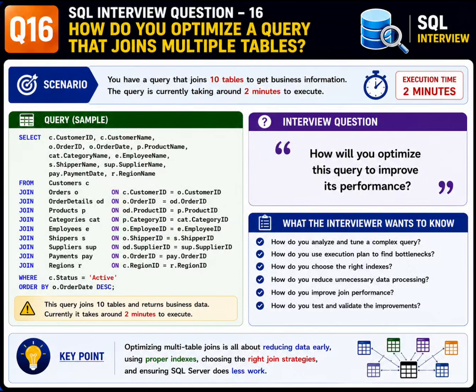The scenario is, suppose we have a query that joins multiple tables such as customers, orders, order details, products, categories, employees, suppliers, payments and regions. The query is returning the correct data, but it takes around 2 minutes to complete. As an experienced SQL developer, don't immediately start creating indexes. First, understand the requirement and analyze the query. The interviewer wants to know how you approach performance tuning, not just the final solution.